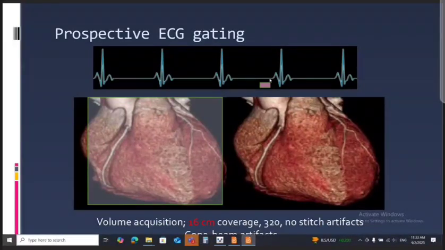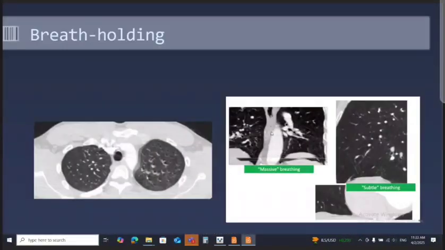In some cases, the acquisition is repeated 2 or 3 times, and the images are all used together to create the final image. And the final requirement, in addition to the best spatial resolution and best temporal resolution, shortest scanning time, and ECG gating, is the breath holding. Breath holding is mandatory in cases of CT coronary angiography to avoid respiratory motion artifacts.